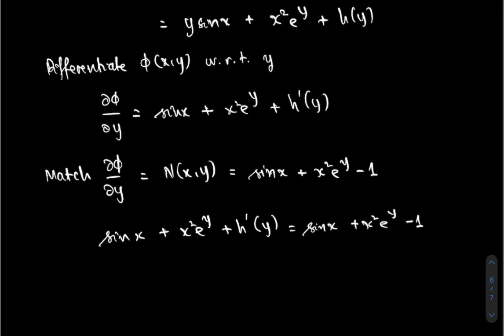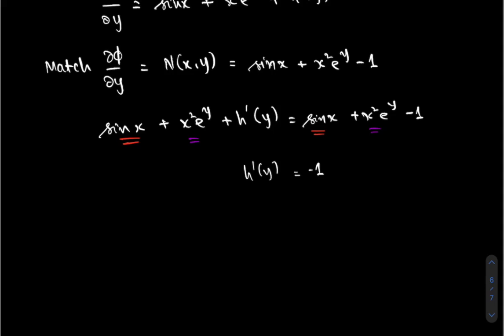We observe that sine of x appears on both sides of the equation. Also, x squared e to the y appears on both sides of the equation. So therefore, you're left with h prime of y equal to negative 1. You can integrate both sides of this equation to get the representation of h of y. So h of y is equal to the integral of negative 1 dy, and h of y equal to negative y because the antiderivative of negative 1 dy is negative y, and because this is the indefinite integral, don't forget to put the constant c1 at the end.